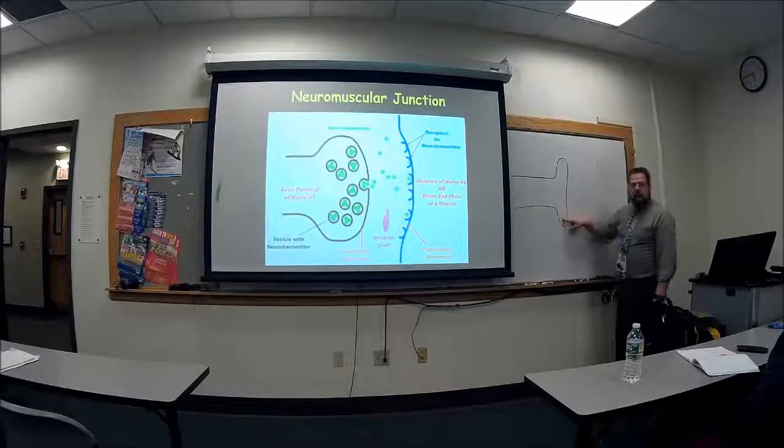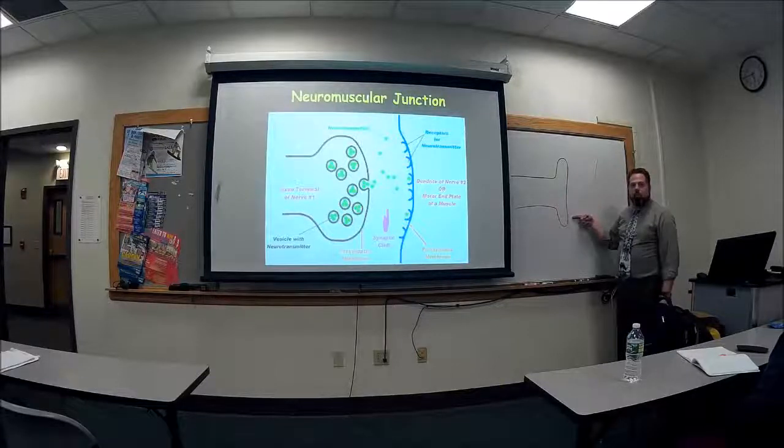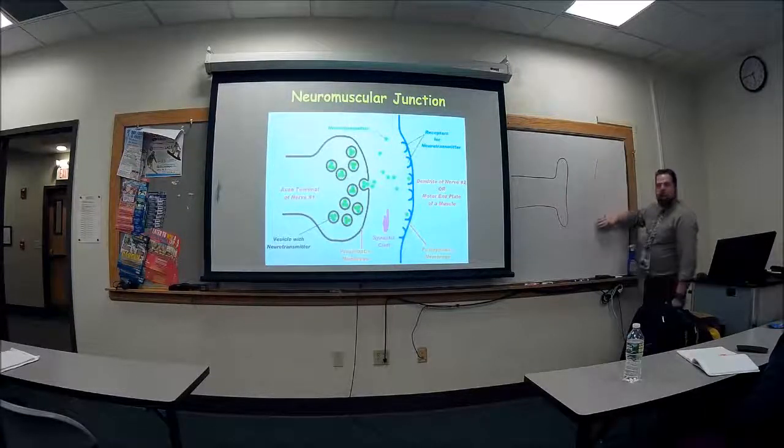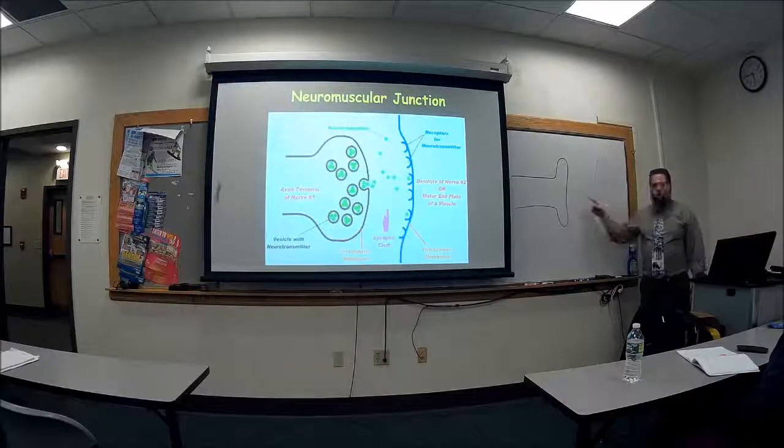This is the axon terminal, the end of the axon. The membrane there is called the presynaptic membrane, and everything's labeled up here. This is going to be the postsynaptic membrane. It's on the muscle. Okay? In between is going to be the synaptic cleft.